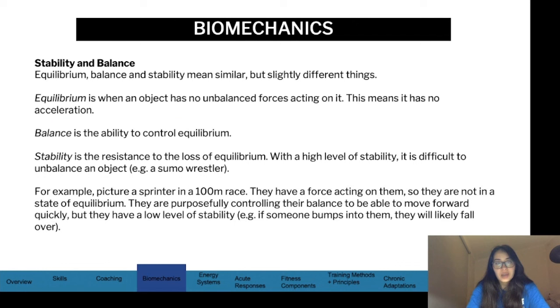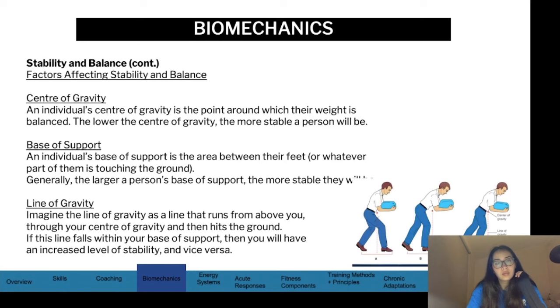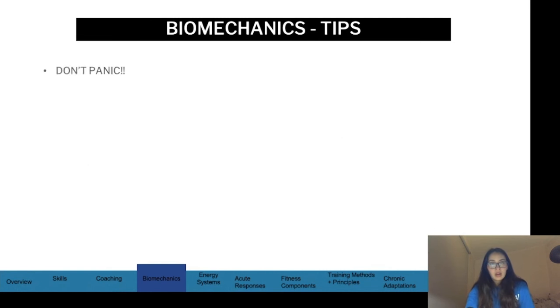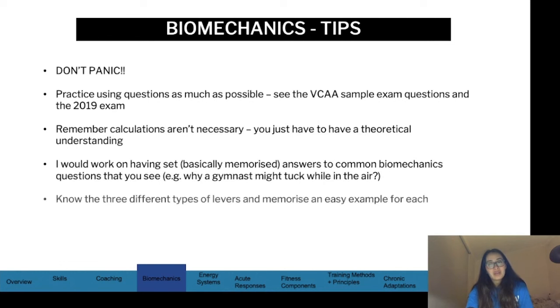Okay, a few more terms. I'm not really going to go through them too much. It's pretty much explanatory. The italicized word here is what you need to memorize, so do that, please. And we've also got some things which can affect stability and balance. So center of gravity, base of support, and line of gravity. Once again, the definitions are here. I know biomechanics is pretty full on, but don't panic and practice using questions as much as possible.